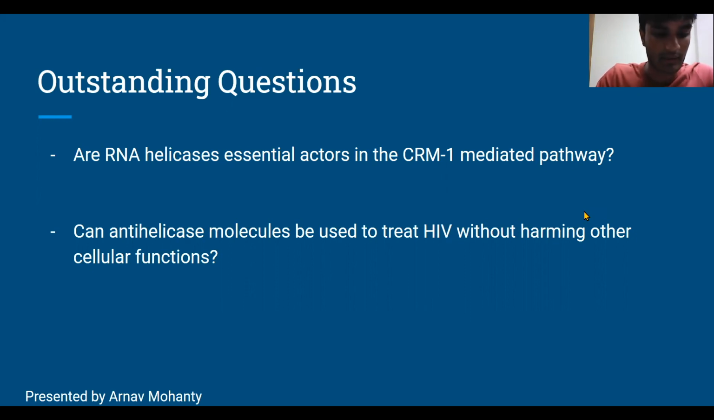Can anti-helicase molecules be used to treat HIV? This additional question is a bit controversial, as other cellular functions may be damaged, and research in vitro has not been found recently for this.